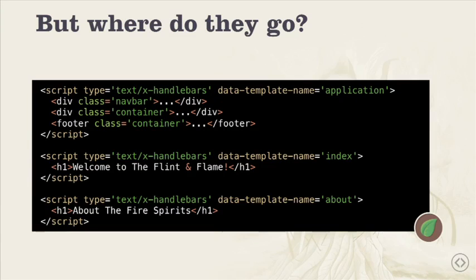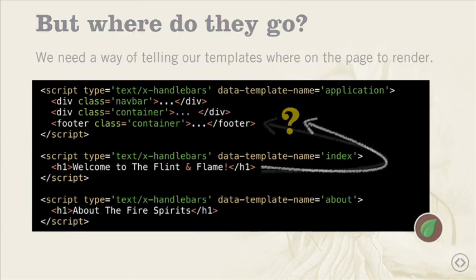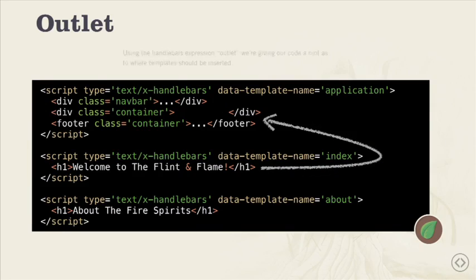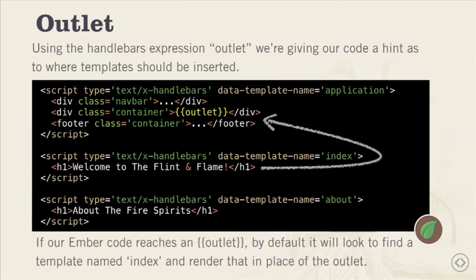So if we look back inside of our app, we'll see that we need a way to tell our templates where to render. So there's our index template, but it doesn't know where to render inside of our main application template. To do this, we need to add an outlet to our application template. This tells our code where to insert templates. On top of this, when we hit the home page, if our application layout hits an outlet, it's going to look for an index template by default.